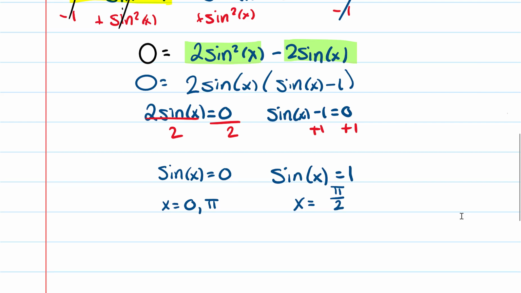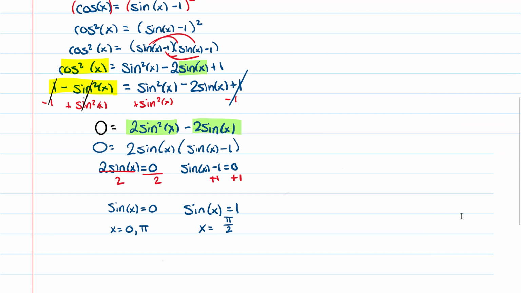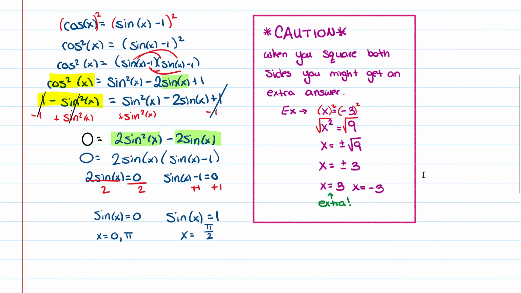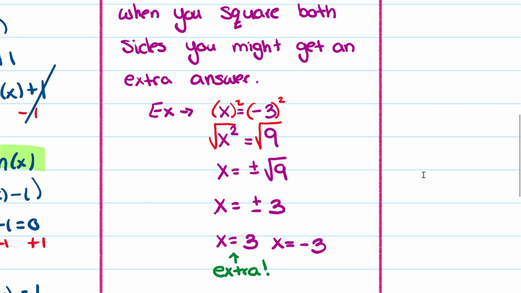Now, before we're done, we can't just box our answers and be done. There is something that you need to watch out for. Whenever you square both sides, you might get an extra answer. An example of this: if I tell you that x is equal to negative 3, this is the fact that I'm telling you. And then I just do some algebra. So I'm going to square both sides. Then I get x squared equals 9.